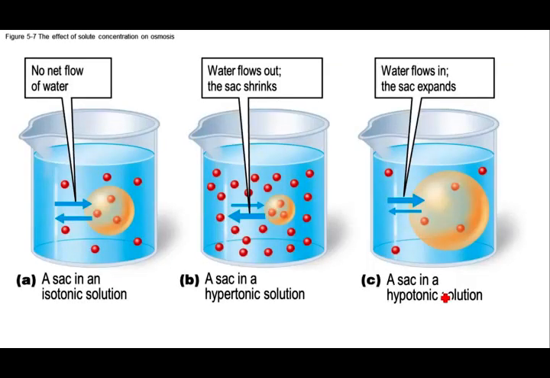And here's a diagram that just shows all that same stuff. This would be isotonic, because it goes both ways and it's equal. This is hypertonic, more solute on the outside, water goes out.